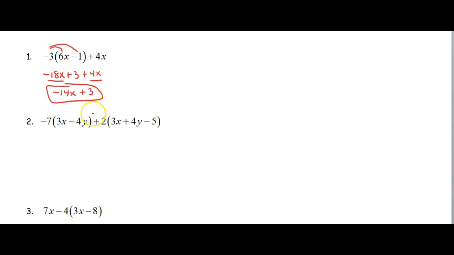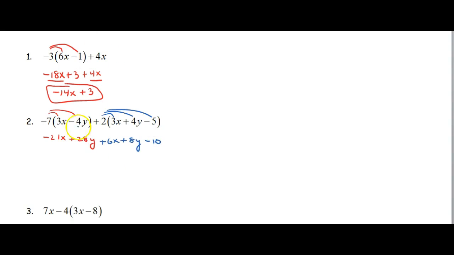Next one. I have 2 separate sets of parentheses to get rid of. So the first thing I'll do is distribute this negative 7. Negative 7 times 3x, negative 21x. Negative 7 times negative 4y, positive 28y. Then I distribute the 2 to the next set of parentheses. 2 times 3x is plus 6x. 2 times 4y is plus 8y. 2 times negative 5 is negative 10.